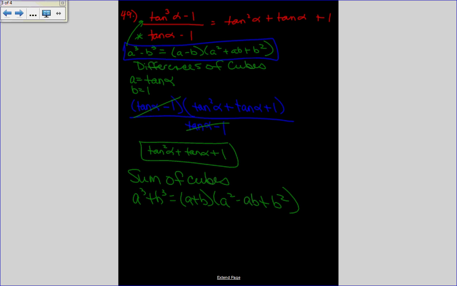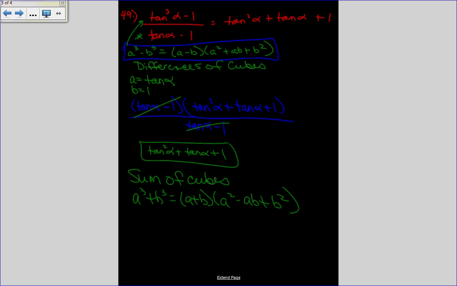So all you do is change. How do you know when you use the sum of cubes and the difference of cubes? You're looking at two terms. One's attached by addition, that's the sum. One's attached by subtraction, that's the difference. And they both have to be perfect cubes.